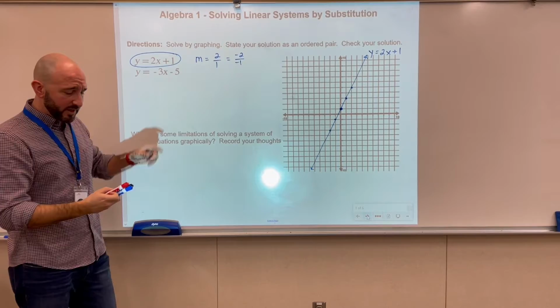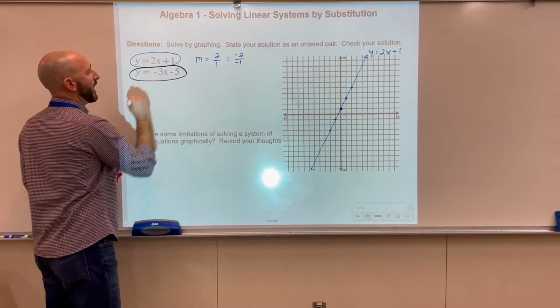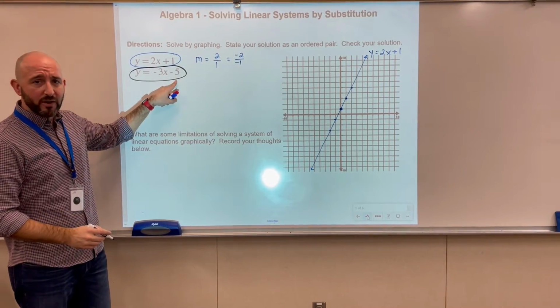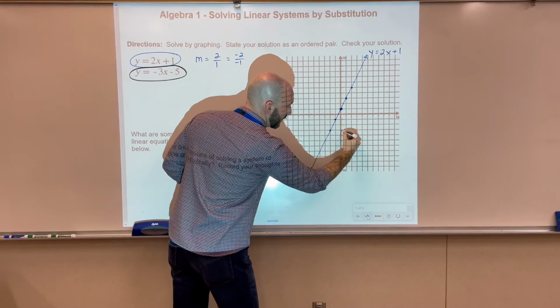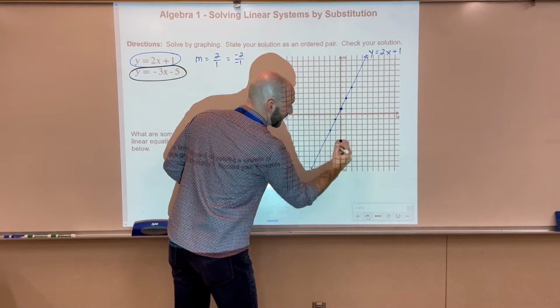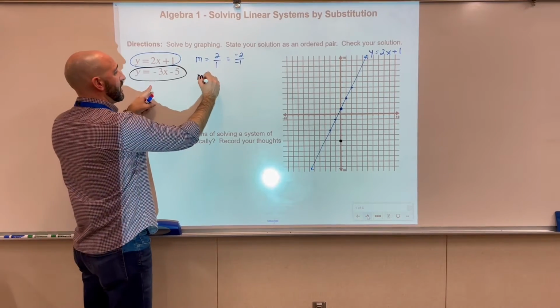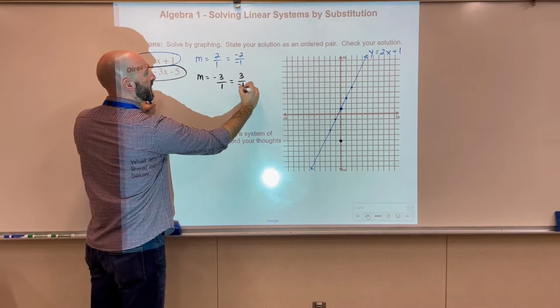So we're going to do the same thing now, except we're going to graph y equals negative 3x minus 5. So again, the y-intercept for this graph is negative 5, so I'm going to go over here and go down 1, 2, 3, 4, 5 units. And then the slope in this case is negative 3 over 1, which is equivalent to 3 over negative 1.